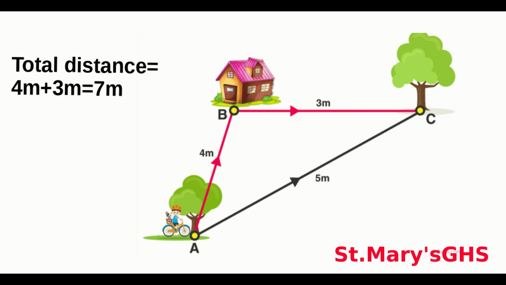But this is the starting point. A is the starting point, C is the end point. But the straight line distance between A and C, starting point and end point, is just 5 meter.